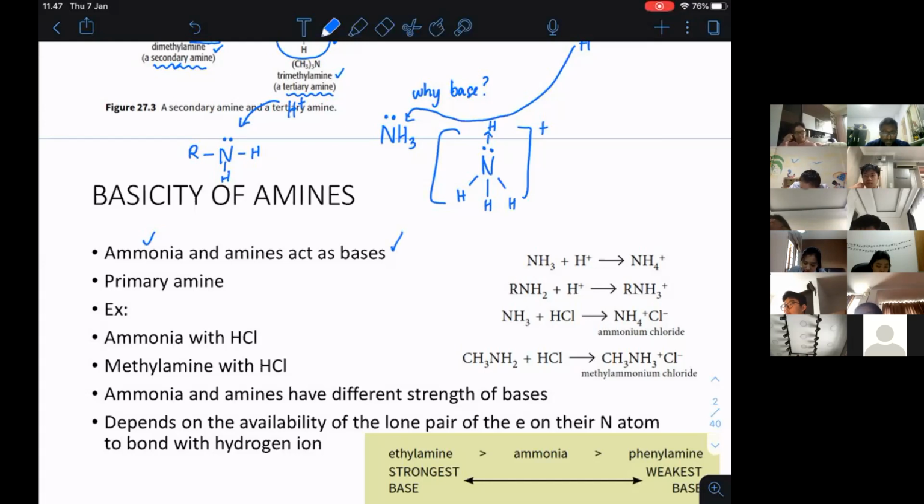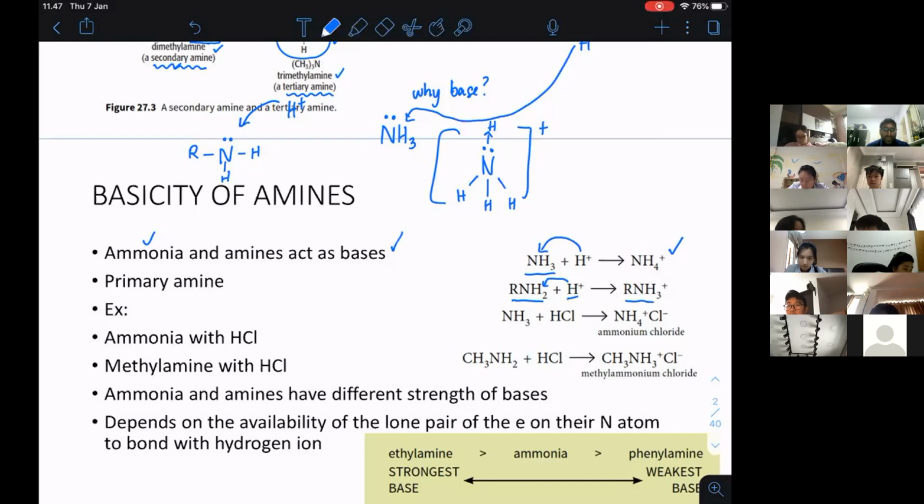So you can see how it works. Just now I gave this example: NH3 plus H plus. Ammonia is a proton acceptor to give you ammonium ions. If you have a primary amine, it's the same thing, RNH2. If you have H plus, the H plus will come over here, and they are going to form RNH3 plus. So this is also going to be a base.